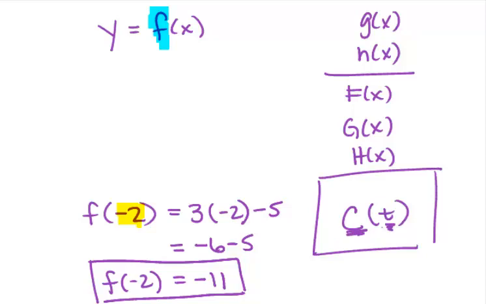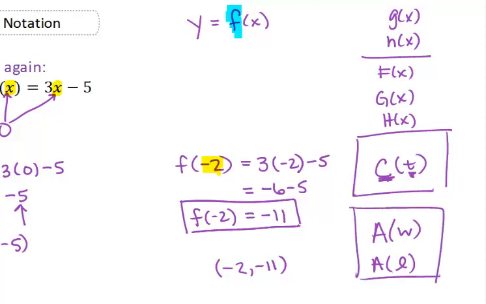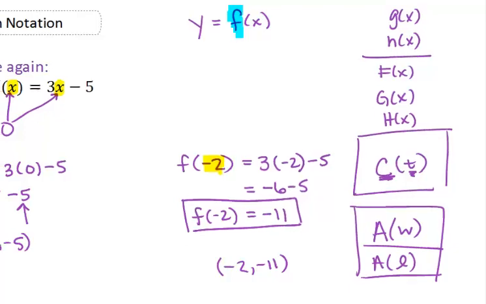Another example of this might be a geometry type of problem. So if I wanted to look at the area of a rectangular region, then my function might be labeled as a capital A for area, and this area might be as a variable over the width or over the length of your rectangular region. So you might see it as area as a function of W, or you might see it as area as a function of the length. So those are some other examples of function notation.